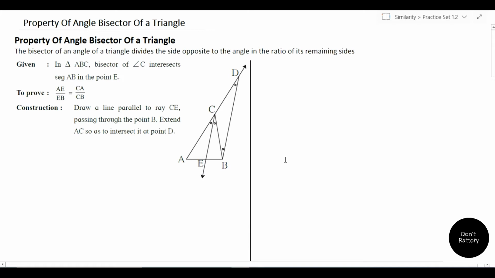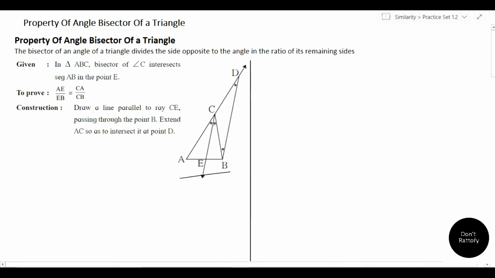We'll start by reading the statement. The statement is: the bisector of an angle of a triangle divides the side opposite to the angle in the ratio of its remaining sides. We'll try to analyze it with the figure. We have a figure here. From the figure, let's try to understand what we actually did here.